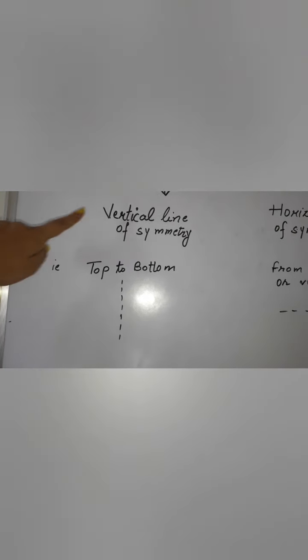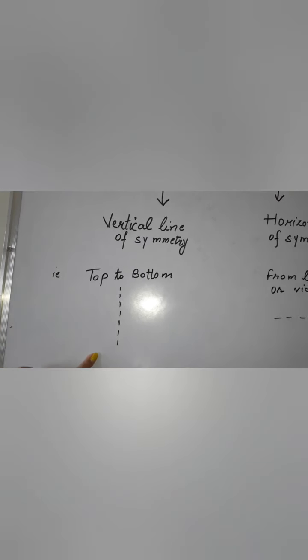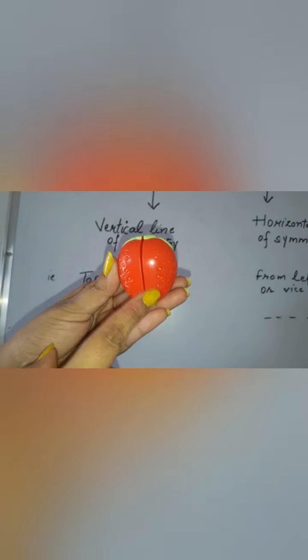Now let us talk about the vertical line of symmetry. If you want to make the line of symmetry, you will make a line from top to bottom and it should be in dotted lines. Now suppose I have this strawberry, can you tell me where I will make the line of symmetry so that its shape becomes equal in size and identical? Yes, you are right. You will make the line of symmetry as a vertical line so that when you cut it, its image becomes exact.